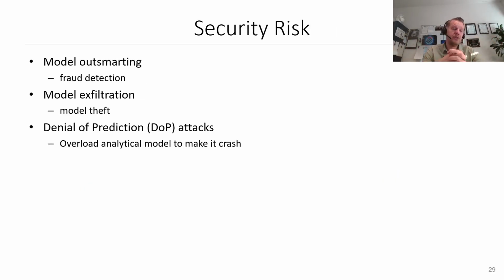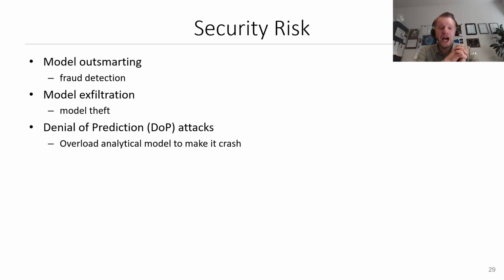Security risk relates to model outsmarting. It relates to fraudsters that try to understand how your model labels transactions as fraudulent or not, and then try to outsmart it. It relates to model exfiltration. Many models are being exposed by means of APIs on the internet. There's been some literature that has shown that if you expose a model through an API, by repetitively calling the API, you can actually learn what the model is. This is what we call model exfiltration, or stealing a model by means of its API, or model theft.